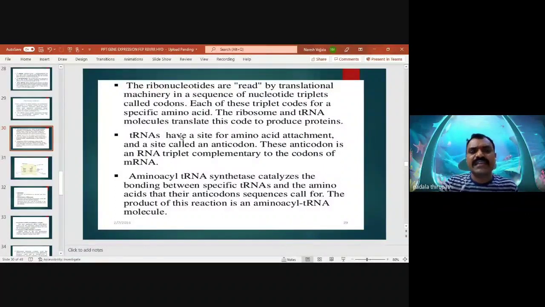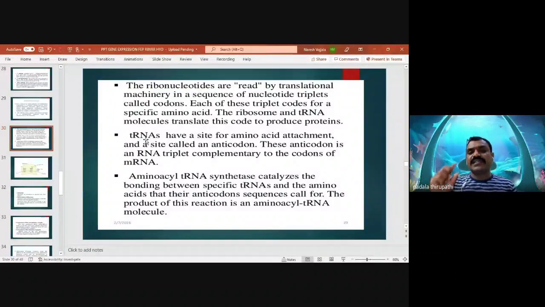These tRNAs have a site for amino acid. What is the tRNA? We know that tRNA means transfer RNA. In this translation process, tRNA is the most important RNA among the different RNAs like mRNA, rRNA, tRNA, and snRNA, small nuclear RNA. But tRNA is the most important in this entire translation process along with mRNA.